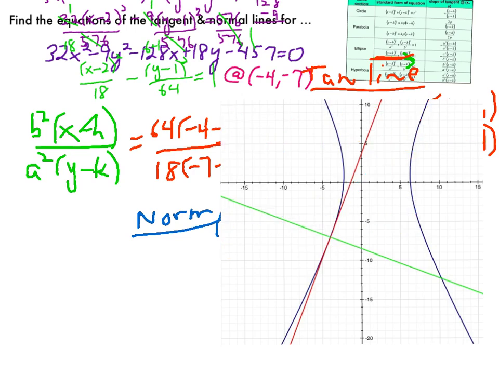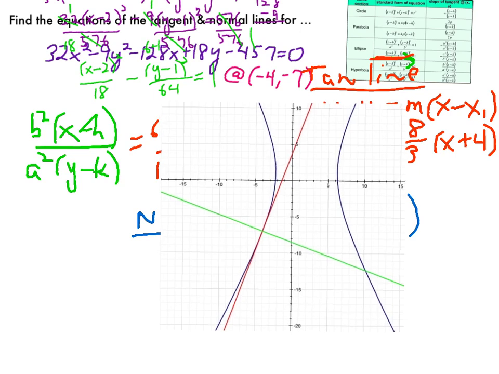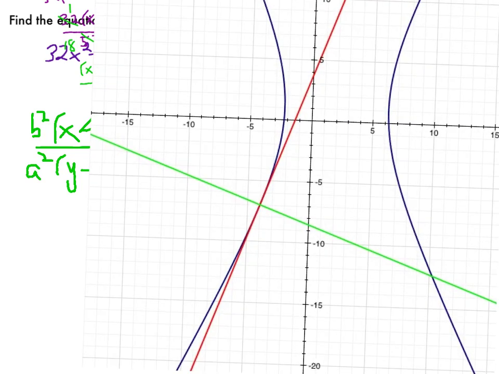Okay, let me just do this. And that's what it would look like right there. That's the hyperbola we just found. Okay, and that's the point -4, -7 right there. Let's make that even bigger here. Okay, so right there is -4, -7, and there are the two lines that we just found.